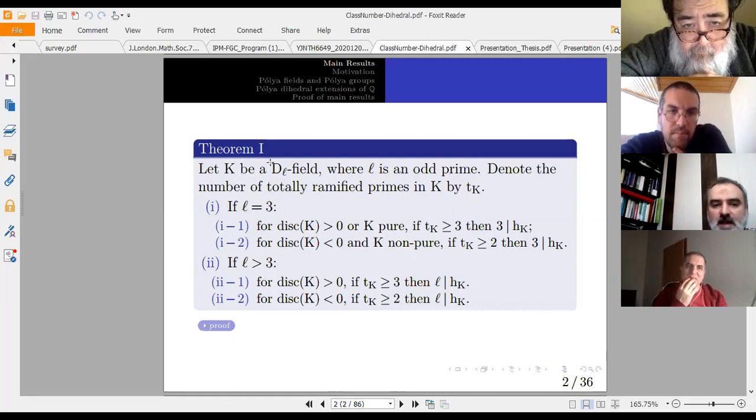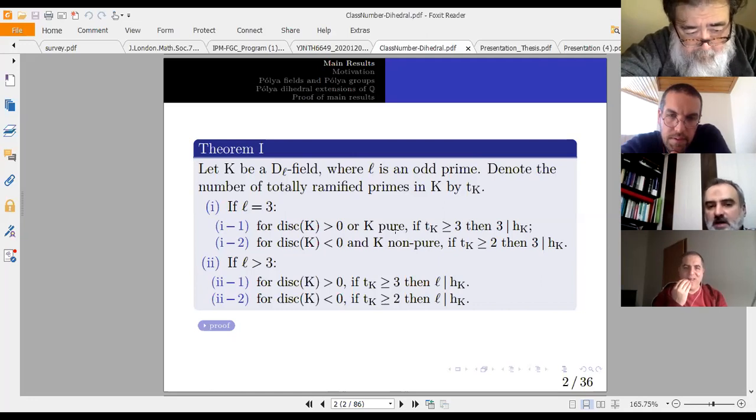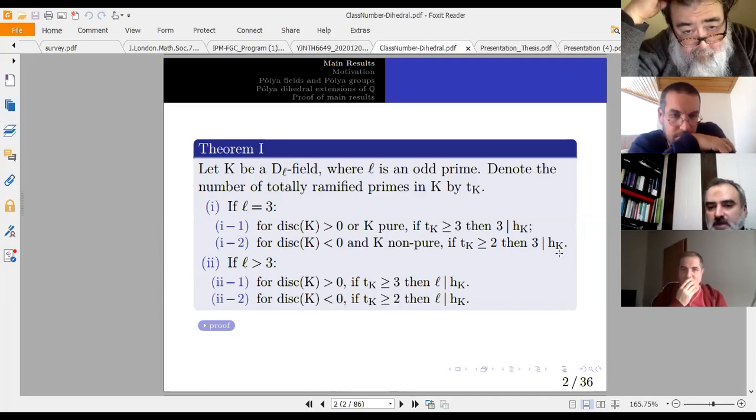If you have an S3 field, a non-Galois cubic field, that's L equal to 3. If the discriminant is positive, or it's a pure extension, like Q of the cube root of something, that's what we call pure cubic. If the number of ramified primes is greater than 3, then 3 divides the class number. If the discriminant is less than 0 and K is non-pure, as long as you have more than 2 ramified primes, then 3 divides the class number.